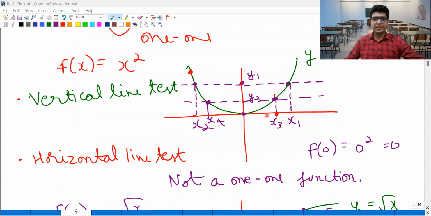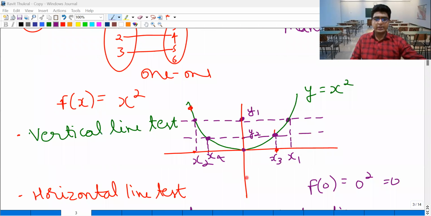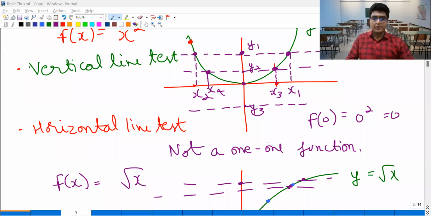You could do the same thing here as well. You can test for y3 as well. When you test for y3, it turns out there is no association. Since there is no association here, and the number of associations can be 1 or 0 in case of a 1-1 function, it is satisfied here.